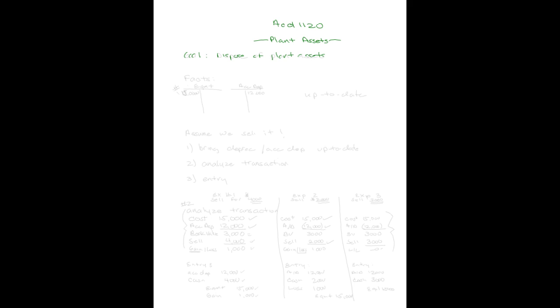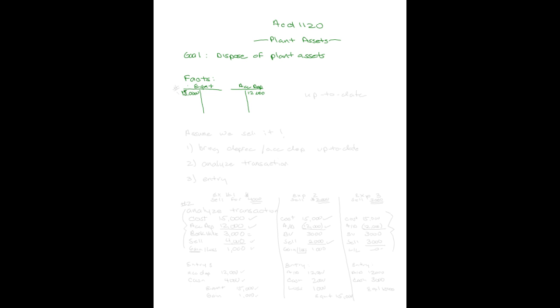I have a goal. The goal of this pincast is to look at how to dispose of plant assets. We've looked at how to acquire them. We've looked at how to account for them during their life. And now we need to learn how to dump the asset.